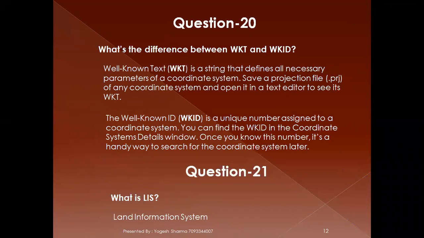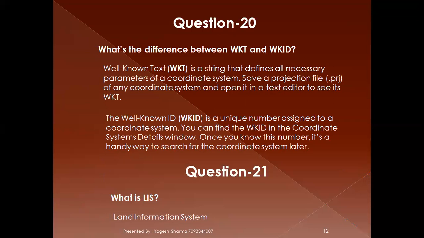What is the difference between WKT and WKID? WKT stands for well-known text, a string that defines all the necessary parameters of the coordinate system. It is saved in a file, and that file is a .prj file. So in any .prj file you can get all the WKT information, meaning all the projection information in the WKT format.